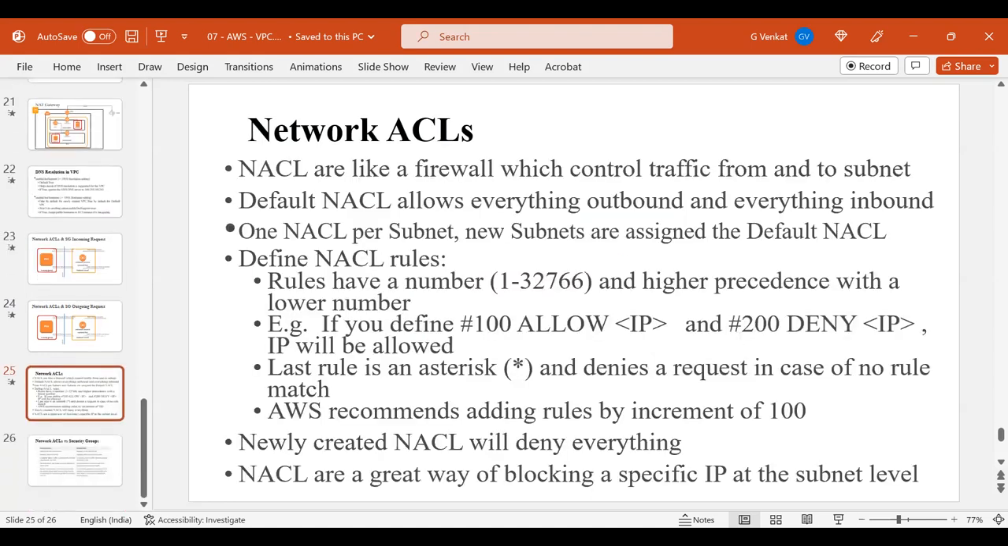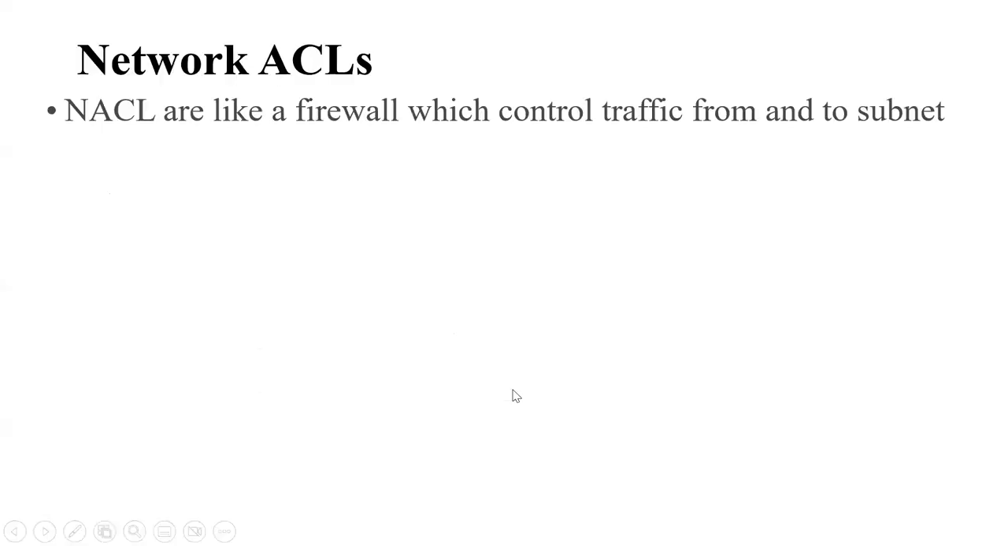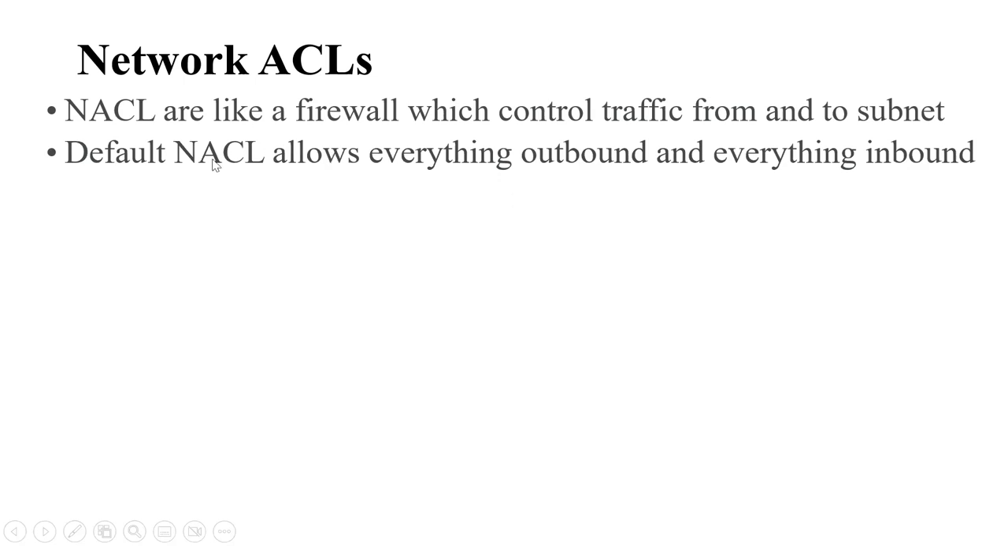Finally, to conclude about network ACLs: NACLs act like a firewall which controls traffic from and to a subnet. That is the subnet level. Whenever we create a VPC, we get one default NACL that allows everything outbound and everything inbound.